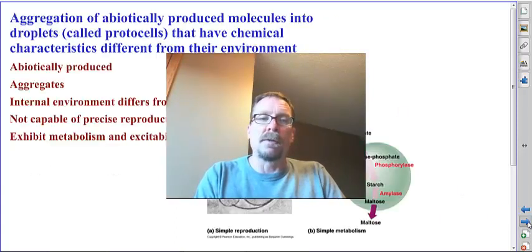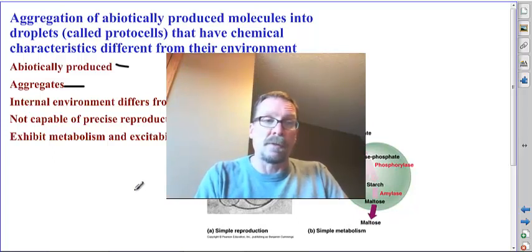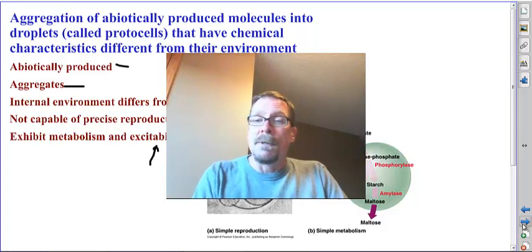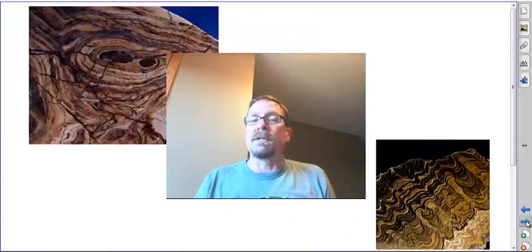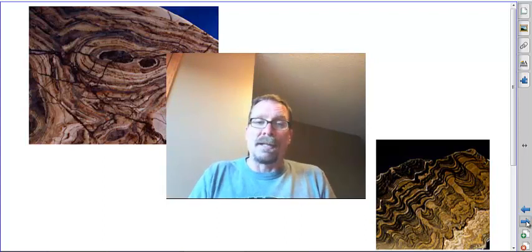and then they were able to essentially simulate that self-heredity. Okay. Protocells, aggregations of abiotically produced molecules into droplets, have a chemical characteristic, abiotically produced from aggregates of precursors to those macromolecules. The internal and the external environments are separated, as should be for living things. Not quite capable of precise reproduction, but they do exhibit metabolism and excitability, which leads to an ability to respond to stimuli. So if you look at the four main points of that hypothesis, it appears that there is basis in growing evidence that that is one possible way to take abiotic stuff, or one possible theory as to how life evolved on Earth.